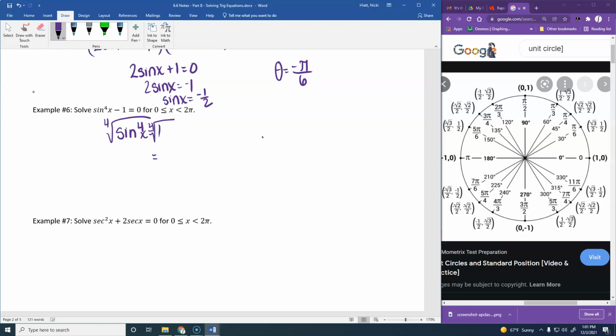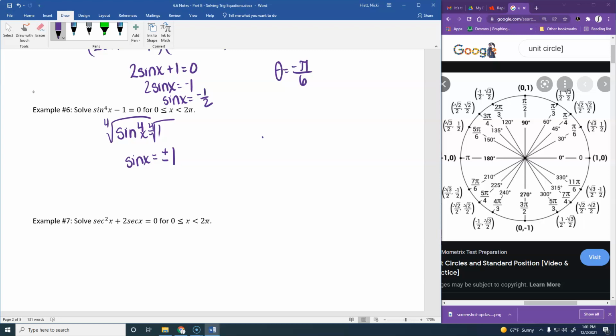1. Since this is an even root, though, so if it's square root, 4th root, 6th root, 8th root, you still need to put the plus or minus here. If it is not even, then you would just keep the sign of whatever you have. So like the cube root of negative 8 would be negative 2. So if you have an odd root, you keep whatever sign you would have. But if it's an even root, you'll put a plus or minus.